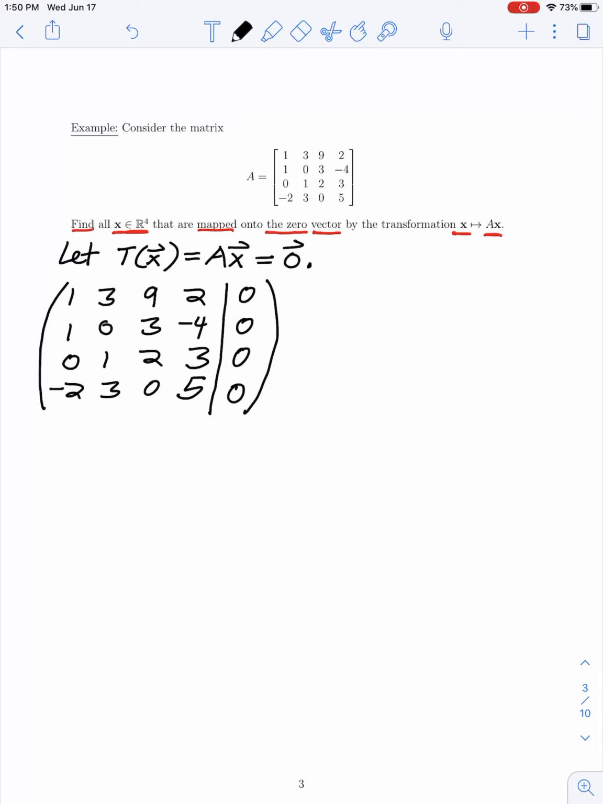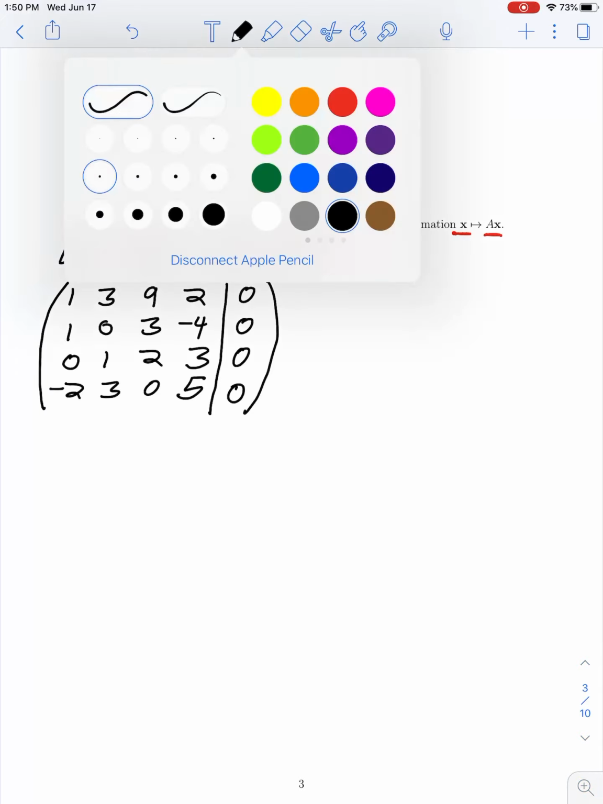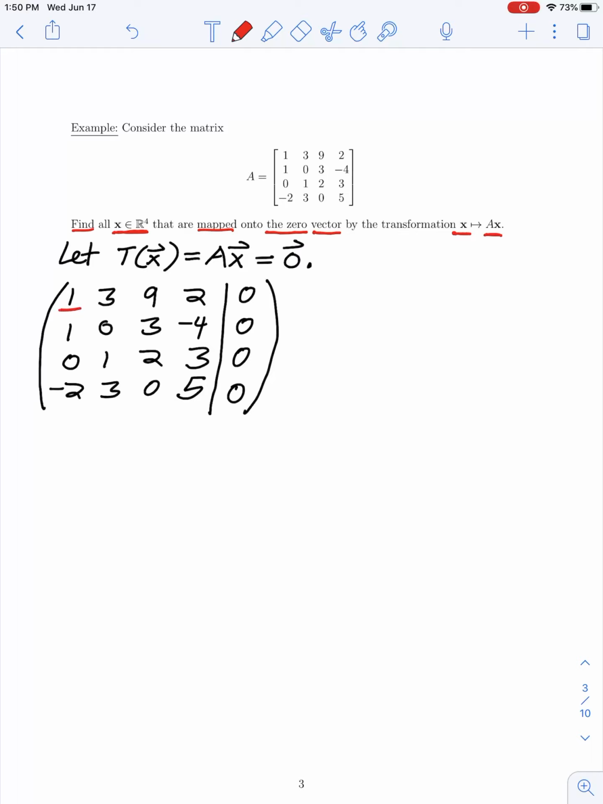So again, through row reduction, we can find our solution. So for our first row, we have a leading 1, and I need to eliminate the 1 and the negative 2 that appear below that. So for my second row, I could take row 2 minus row 1. So my first row, I'm going to leave as 1, 3, 9, 2, 0.